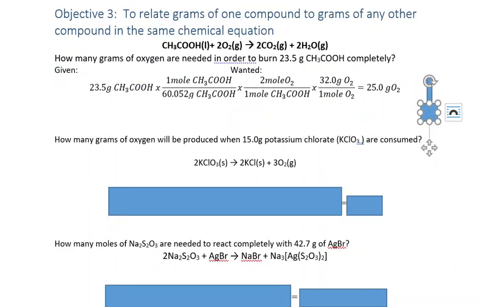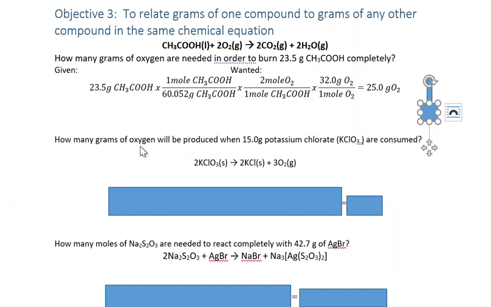So you can see that what we did here was merely start off with our objective 1, identifying what we're given and what we wanted, and then our objective 2, relating moles of acetic acid to moles of oxygen, and then now we've added one more objective, relating grams of one compound to grams of the other. Let's look at another example. We're going to look at this one.